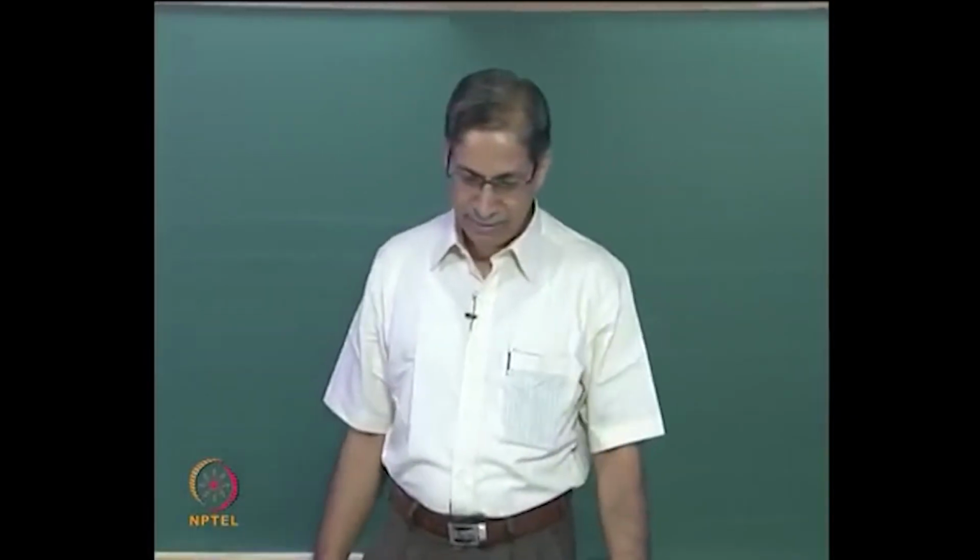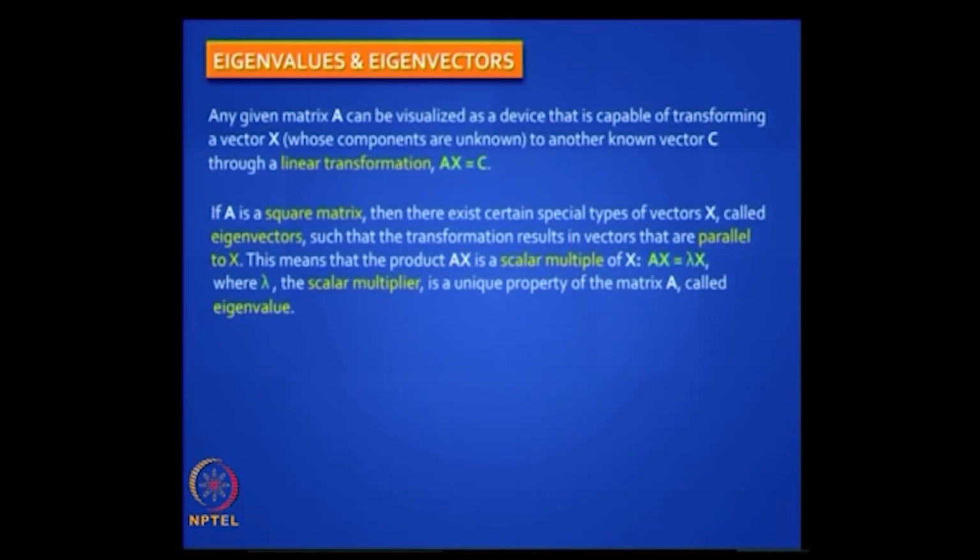So if A is a square matrix, then there exist certain special types of vectors x called eigenvectors, such that the transformation results in vectors that are parallel to x. Very simple. This means that the product Ax is a scalar multiple of x, and that multiple is often designated as lambda. It's called a scalar multiplier, and it's a unique property of the matrix A, and the word eigen comes from German, which really means one, unique. For a non-trivial solution, you see one solution is when x is the null vector.